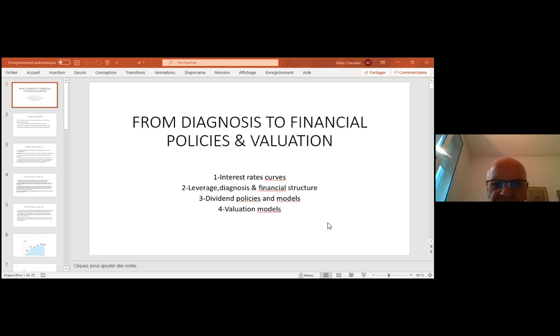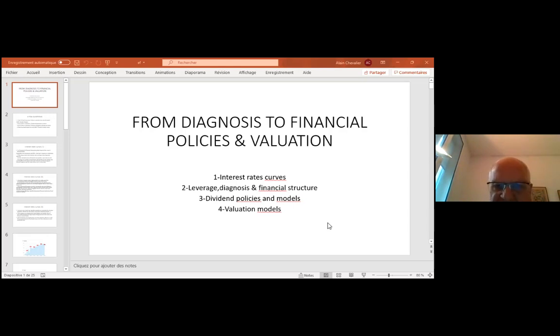So if we have a look at the first slide, the first topics before moving to the architecture, the questions, and the exercise, we have here 4 main elements. The first one is a presentation of interest rate curves. Perhaps you will ask the question, why do we have to do that? But I think you will understand very quickly that they are very essential in all these calculations and design of financial resources or financial structure.